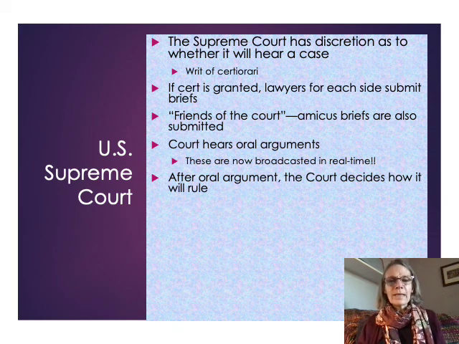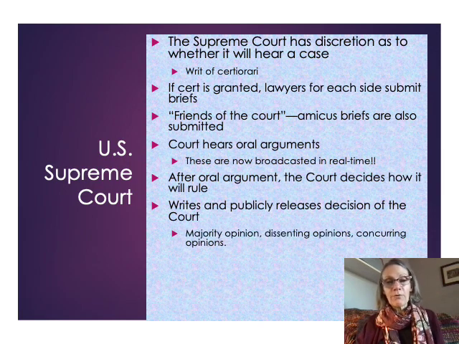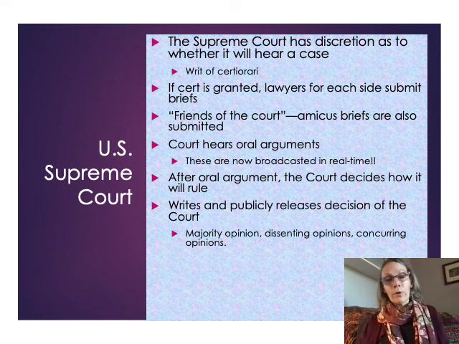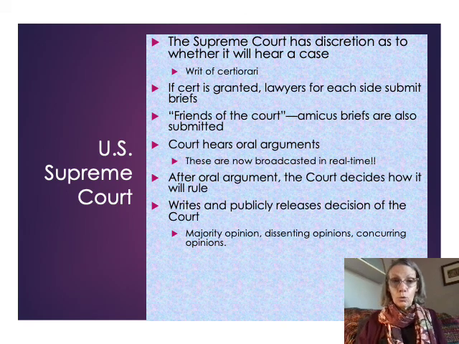After the oral arguments, the court gets together, the 9 justices, and they decide how they're going to rule in the case. You'll read more about the details of that in your textbook. After they decide how they're going to rule, different justices are assigned the opinions they're going to write. The court writes and publicly releases the decision of the Supreme Court. The opinion of the court reflects what the majority of the court wants. It's sometimes referred to as the majority opinion, and that's basically the ruling of the court.